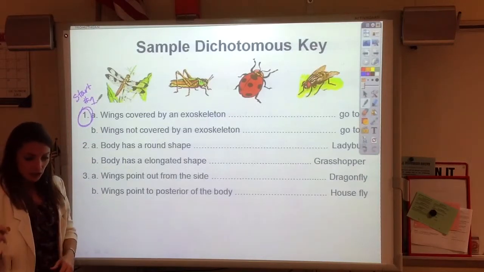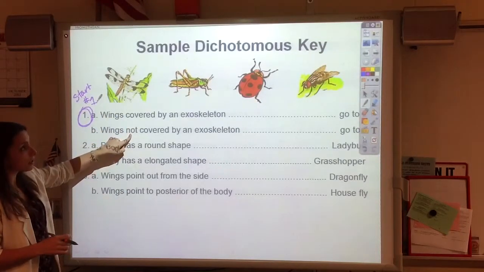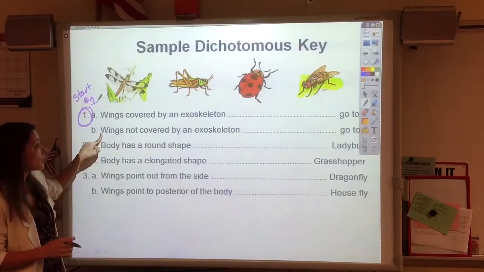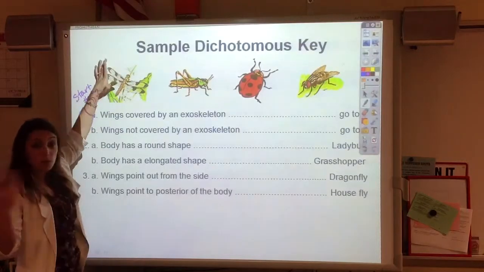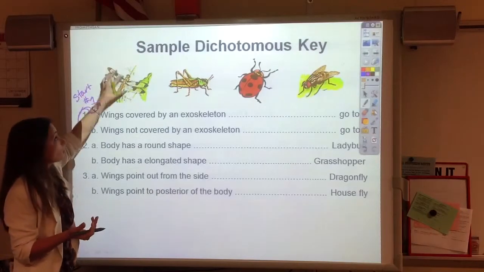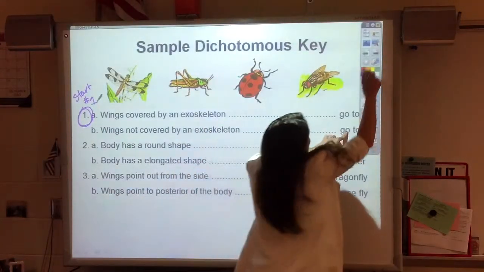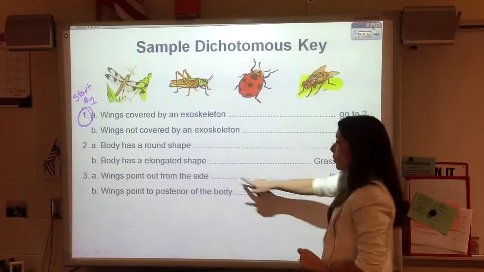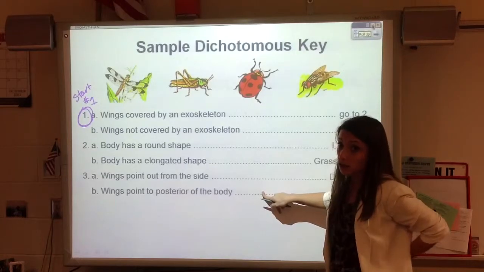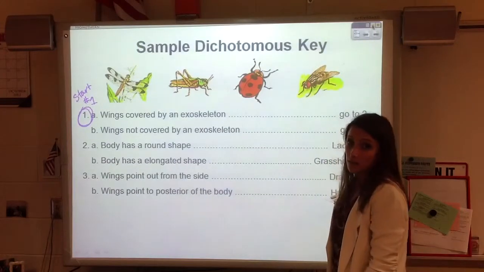Even if you think you know the answer, you can't just skip ahead because there might be a problem here. So wings covered by an exoskeleton or wings not covered by an exoskeleton. So if we look at this first organism, you might know its name, but we need to make sure that we're being accurate and we're not just skipping ahead. So here the wings are not covered by anything. So 1B tells us to go to number 3. Wings point out from the side or wings point to the posterior of the body, right? Your posteriors are behind. So the wings of this organism point out to the side, and that is a dragonfly.